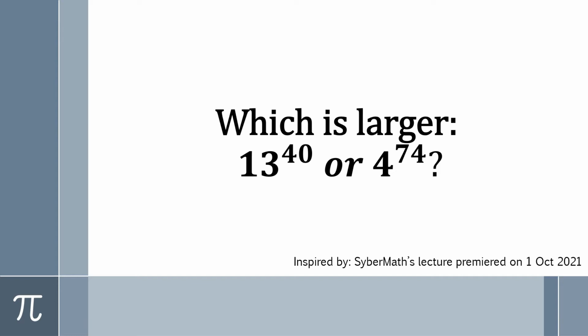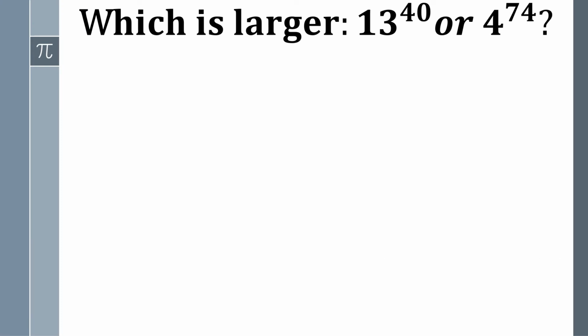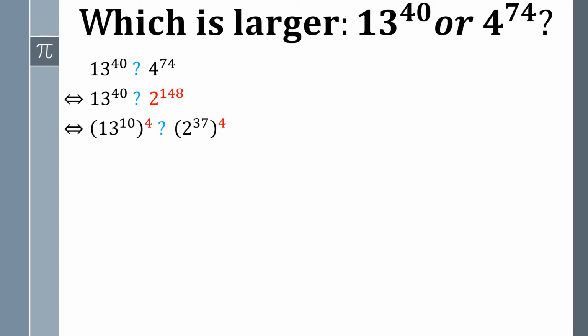Here comes the question. Which number is larger, 13 to the 40th power or 4 to the 74th power? Since we don't know which number is larger, we put a question mark in between. And 4 to the 74th power can be written as 2 to the 148th power. And we note that 40 and 148 have a common factor of 4. So this question becomes comparing 13 to the 10th power and 2 to the 37th power.